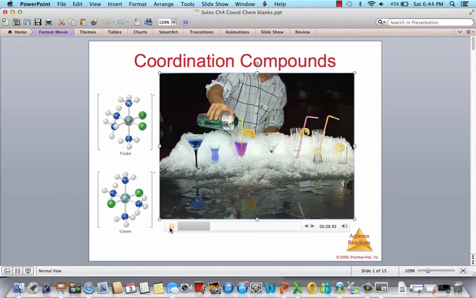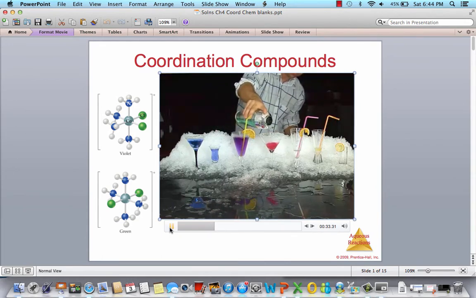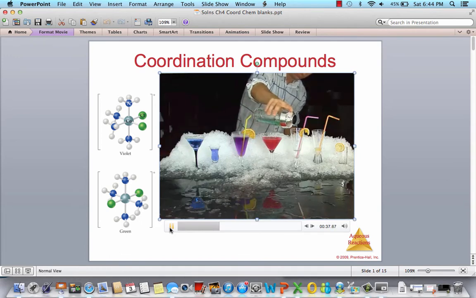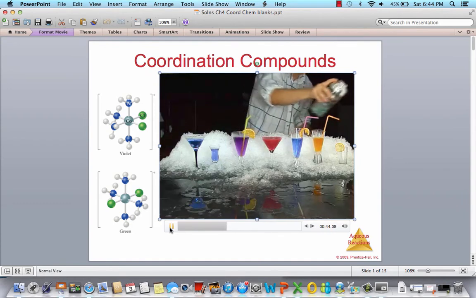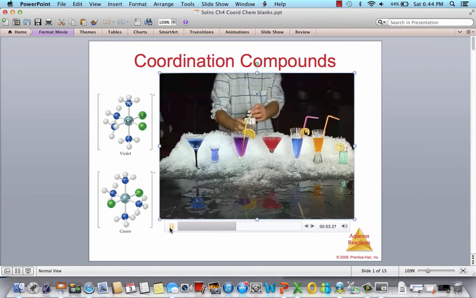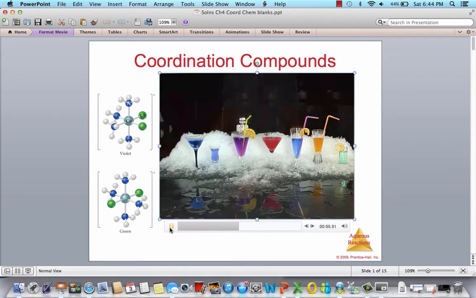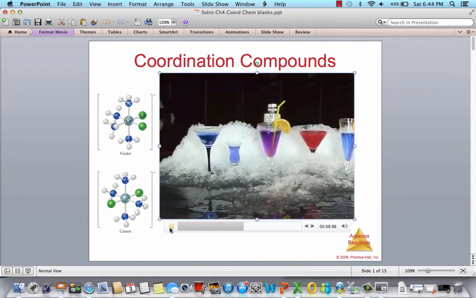There's dark blue, blue, purple, red, another shade of blue, yellow, and finally green, the original solution. So all of these containers have the nickel ion in them. But I wonder what's different.